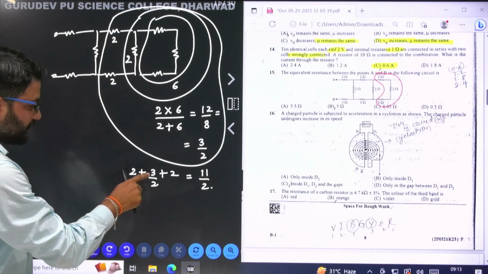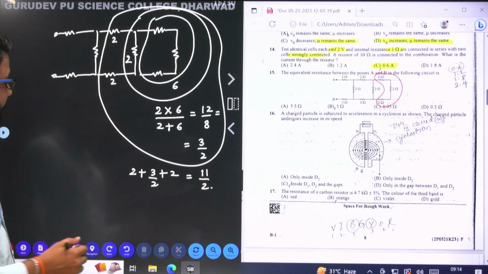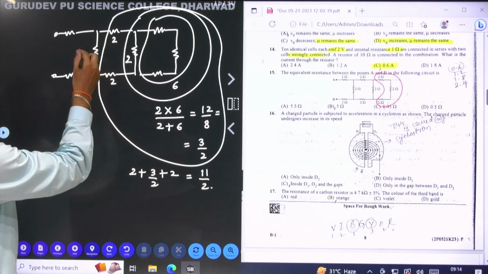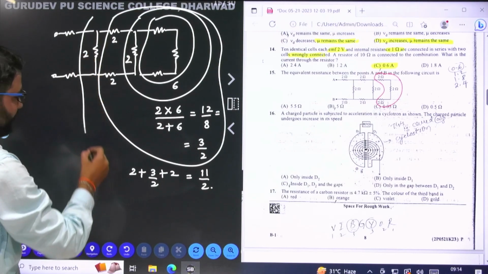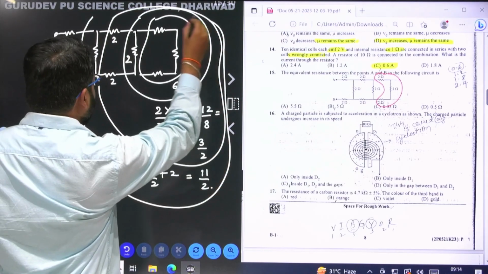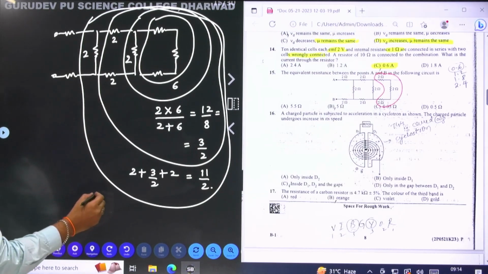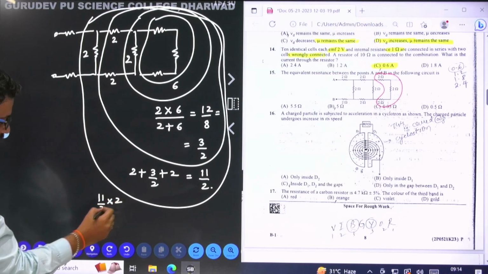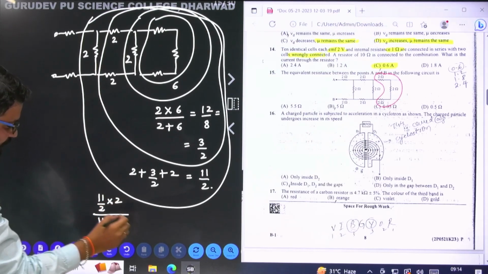You can clearly see that. So 11 by 2 would be 5.5. If you wish to, you can make it 5.5 and solve. Now this 11 by 2 is in parallel with which one? 2. 11 by 2 is in parallel with 2. I am just trying to extend this and make it very simple here. So make 11 by 2 parallel: 11 by 2 into 2 divided by 11 by 2 plus 2.